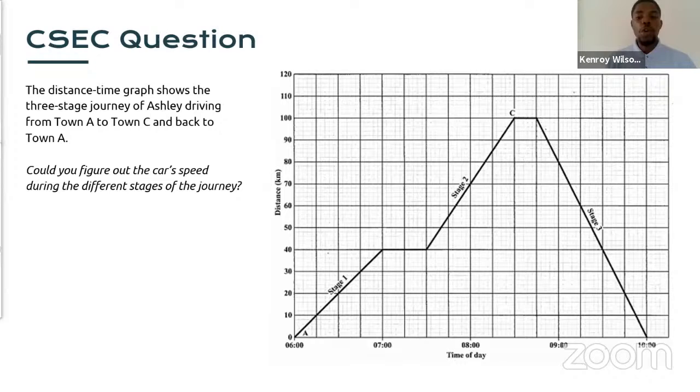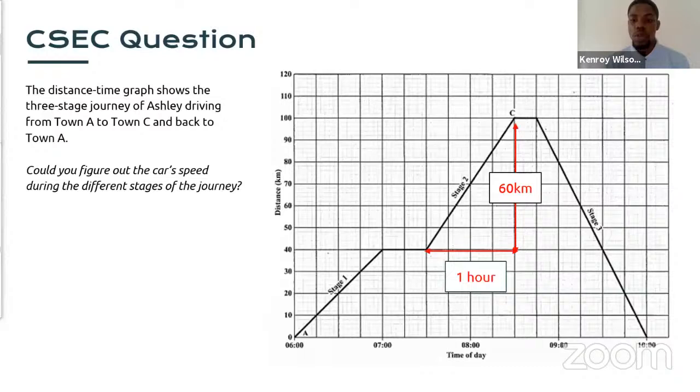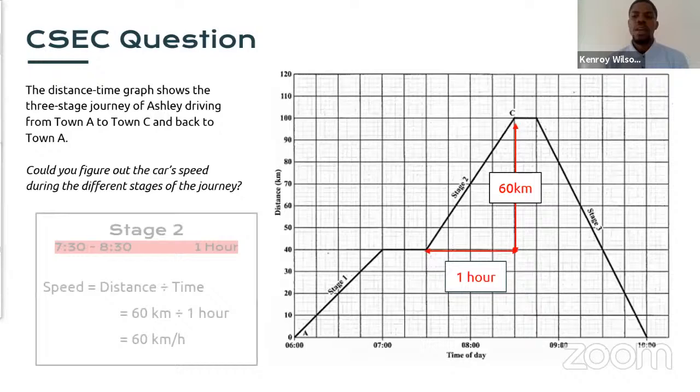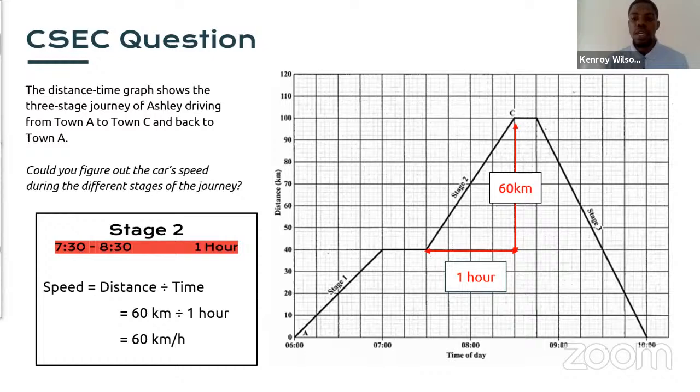Okay. So if we should put all of those responses together, we realize that during stage two of the journey, they would have made up going from 40 to 100, which is covering 60 kilometers, and she did it within an hour. So her speed right there is 60 kilometers per hour. And of course, this is assuming that Ashley is on good road, right? So she can take her time and travel 60 kilometers per hour.